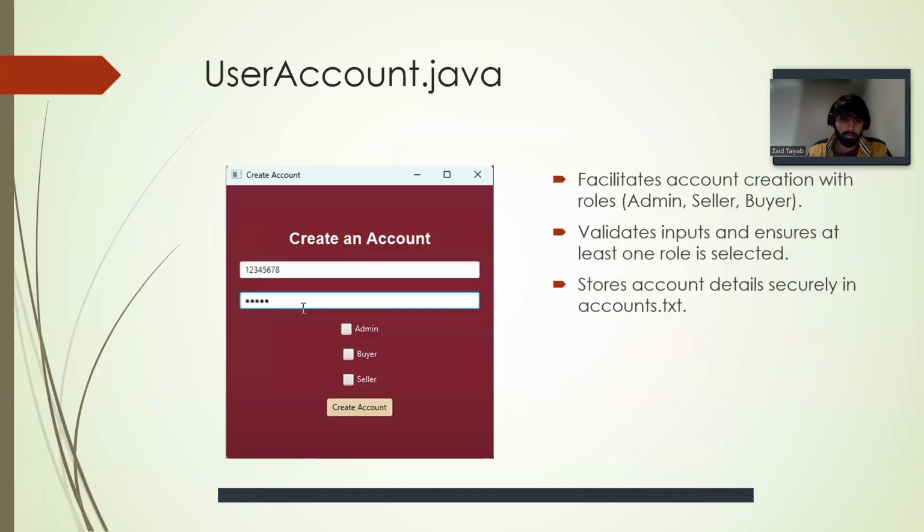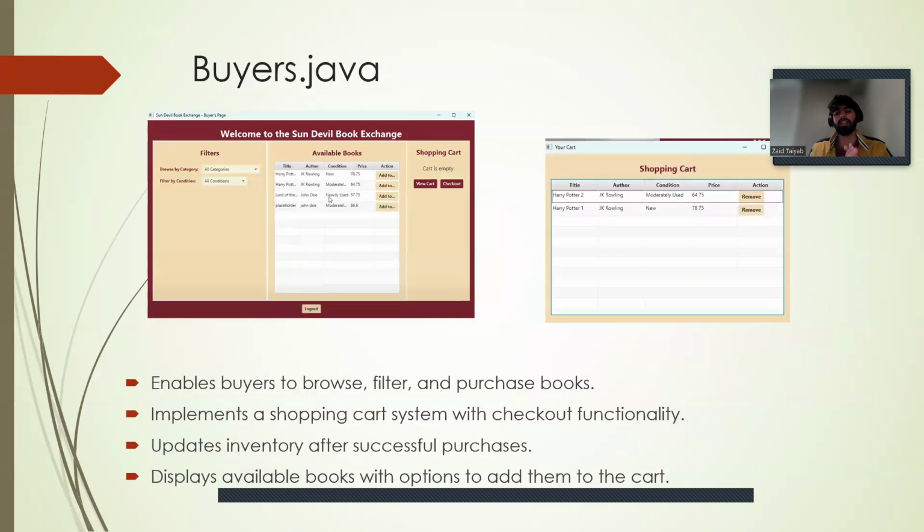And then the next big feature of our project, buyers.java. buyers.java enables the buyers to filter, starting with the first feature. So we can filter the books by categories or by conditions or by both.